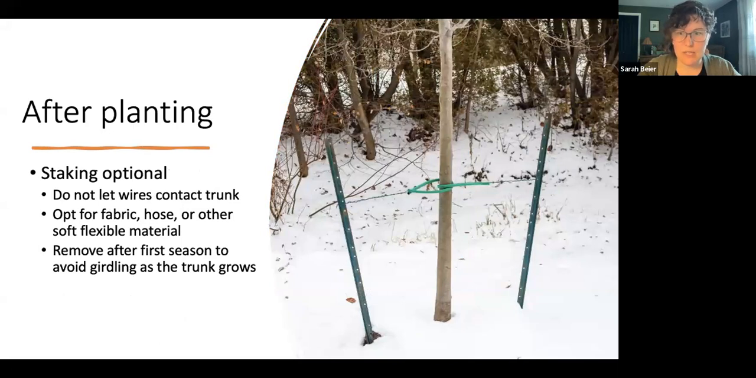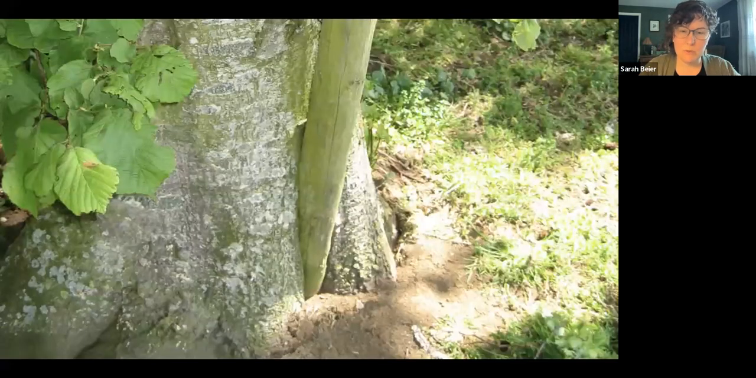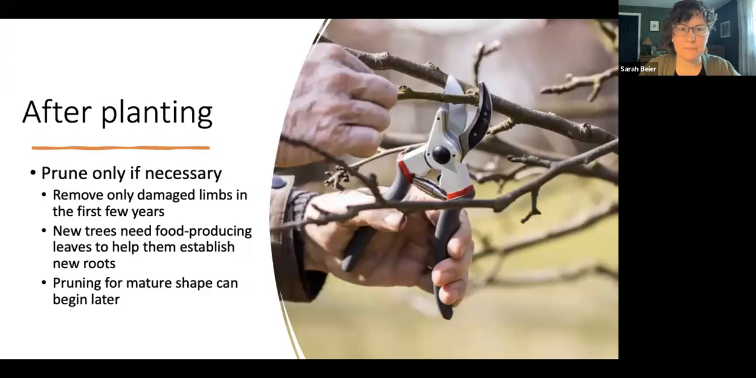Staking is optional, but definitely want to be aware of the materials that we use. Don't let the wires contact the trunk there. And remember that staking is temporary. This should be removed. This is no more than like a 1-year thing, and then let the tree stand on its own. And of course, remember to remove your stakes or your tree might eat them.